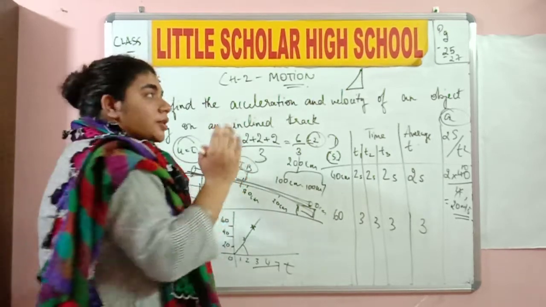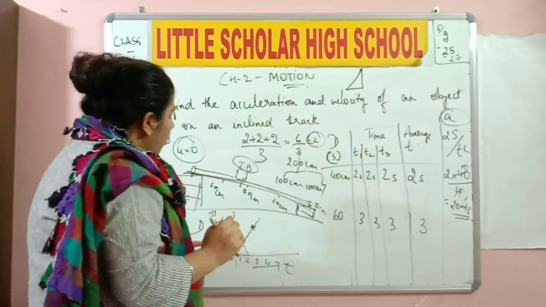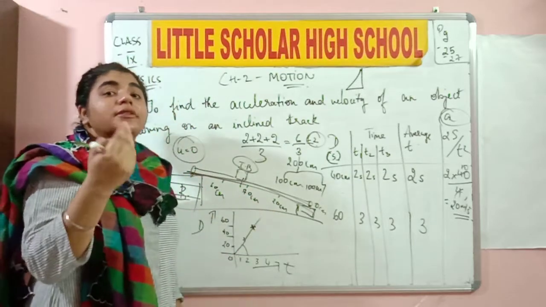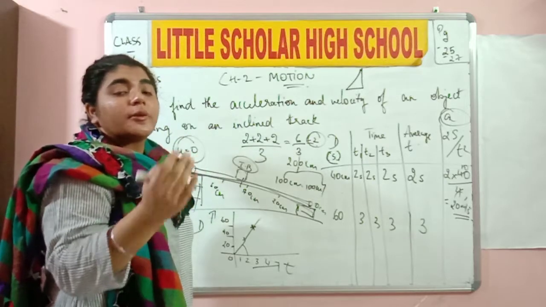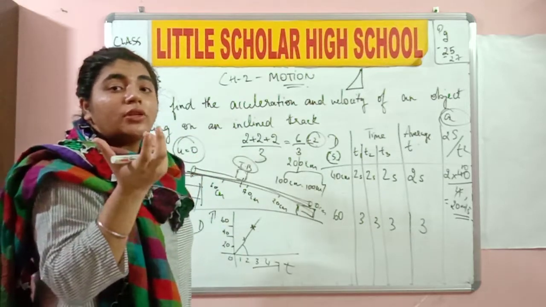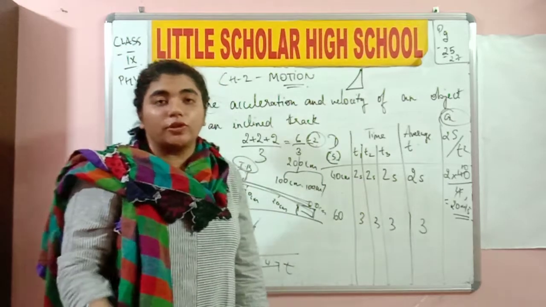Did you understand? This is what we conclude from this particular topic, that as the slope of the graph is increasing, the acceleration is also going to increase, and acceleration is going to be different for different substances or objects depending on the nature of the substance. Do you understand now? Now let's move to the next part of the chapter.